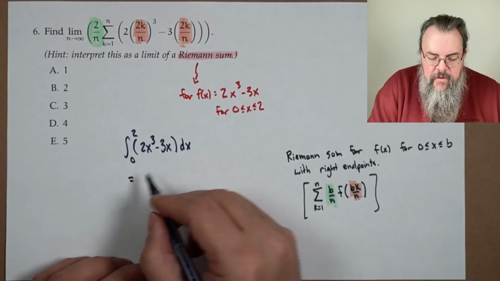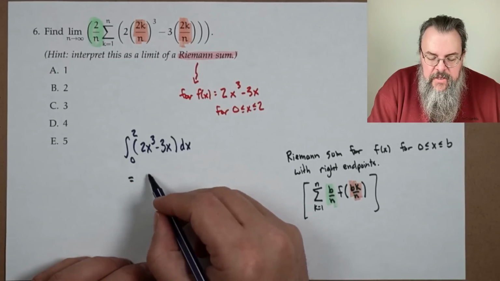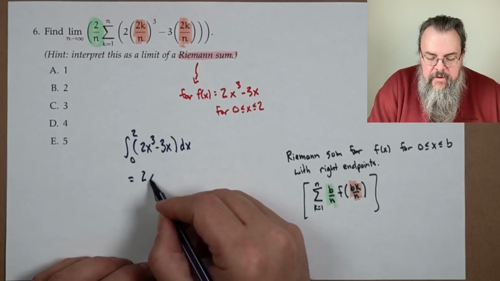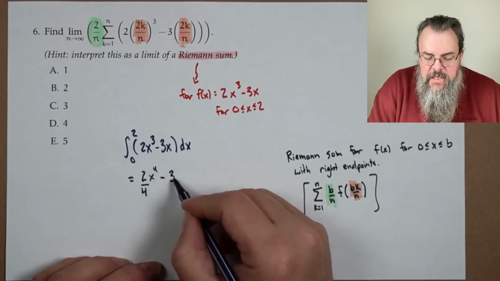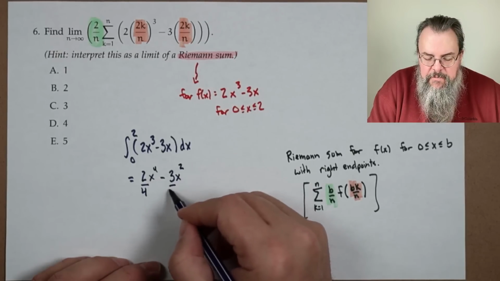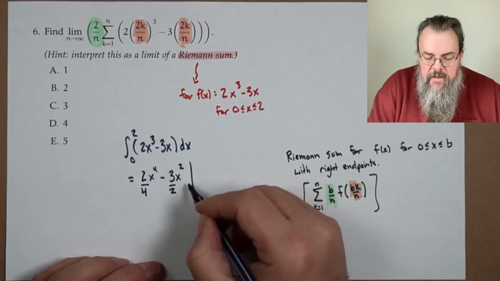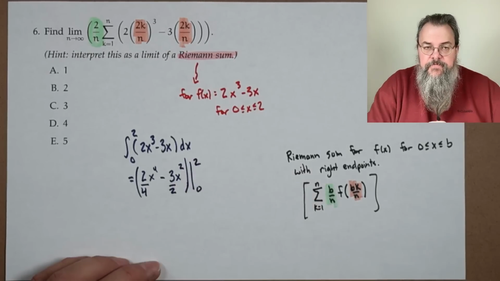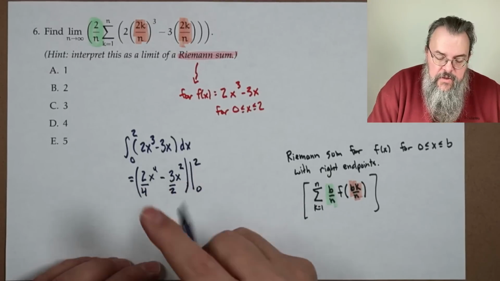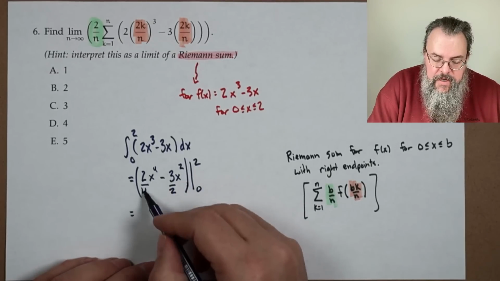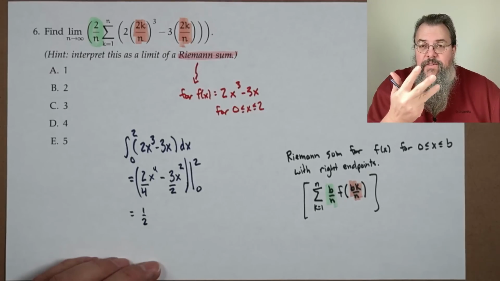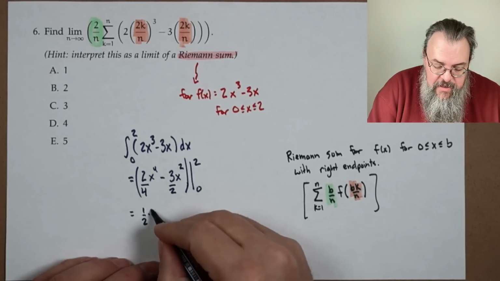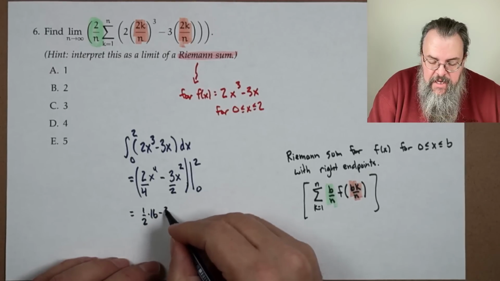Well, this is add 1 to your powers. So you get 2x to the 4th divided by 4 minus 3x to the power 2 divided by 2. And you plug in from x equals 0 to 2. When we plug in 2, we have 2 divided by 4, which is 1/2 times 2 to the 4th, which is 2, 4, 8, 16. So that's 1/2 times 16 minus 3/2.